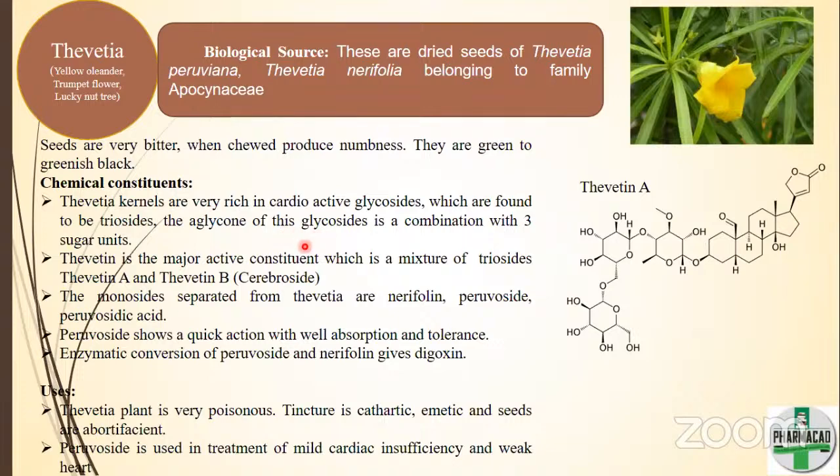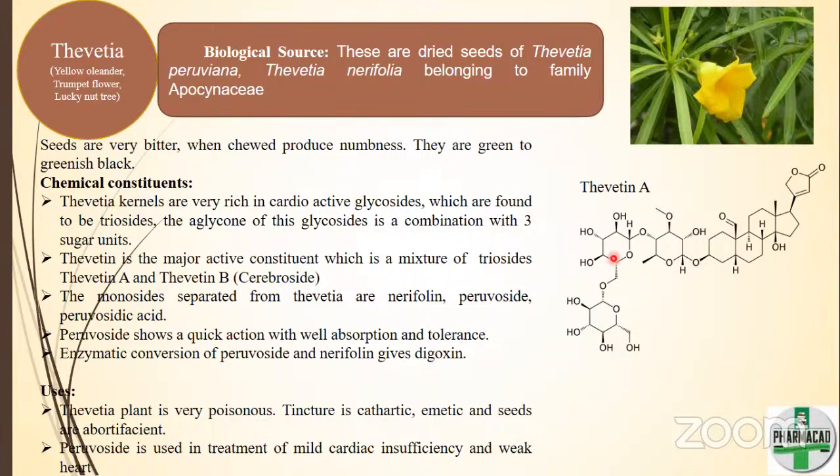Thevetia seeds are very rich in cardiac glycosides or cardioactive glycosides, and the glycone of these glycosides is a combination with three sugar units. Thevetin, which is the major active constituent, is a mixture of triosides, thevetin A and thevetin B, and cerebroside. Monosides, which are separated from Thevetia, are neriifolin, peruvoside, peruvosidic acid. Peruvoside shows a quick action with good absorption and tolerance. An enzymatic conversion of peruvoside and neriifolin will give digoxin.